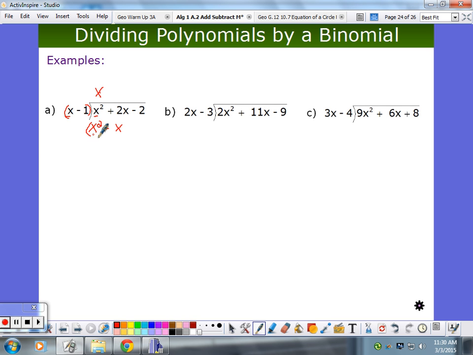Group this because I'm going to subtract the whole thing. Remember how subtraction worked where you distributed the negative? You can think of it the same way. That becomes negative, this one's going to become positive. These should always disappear. 2x plus an x is a 3x. You will bring down the minus 2.